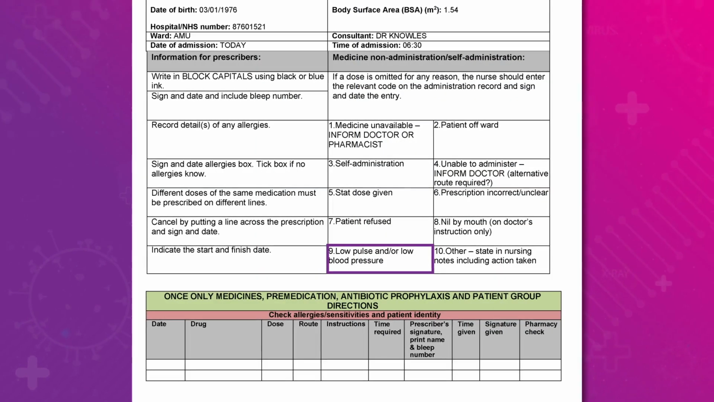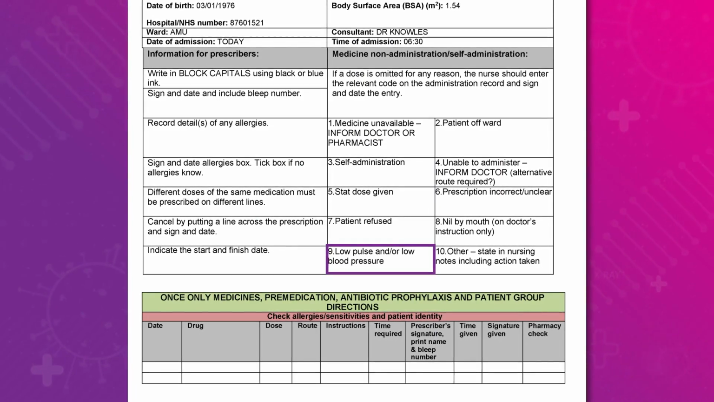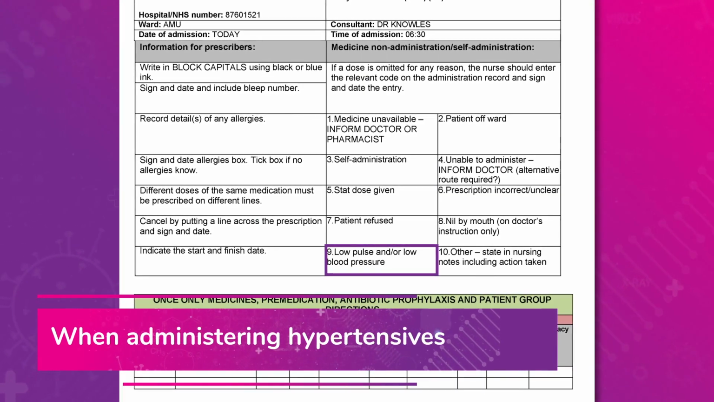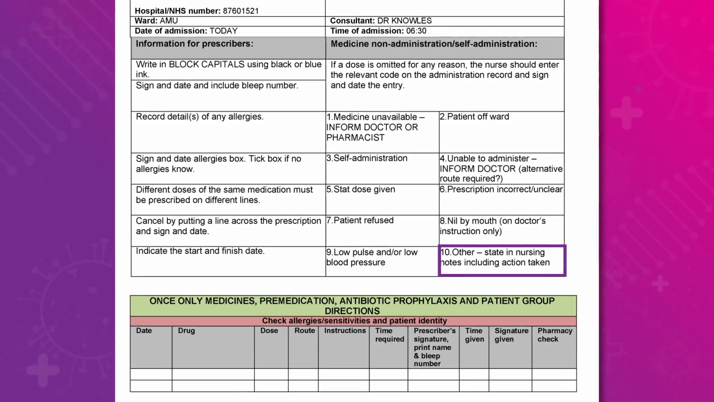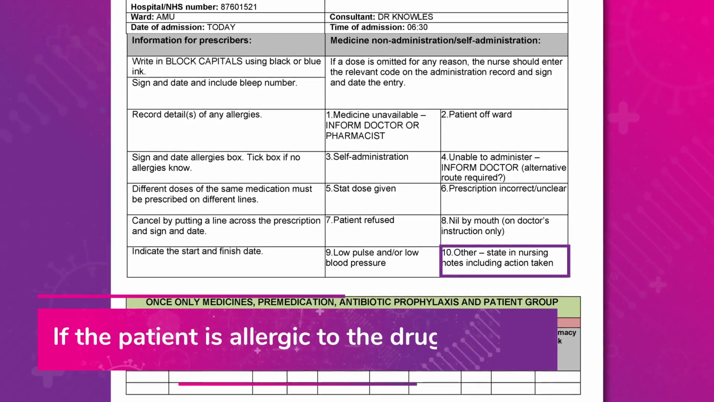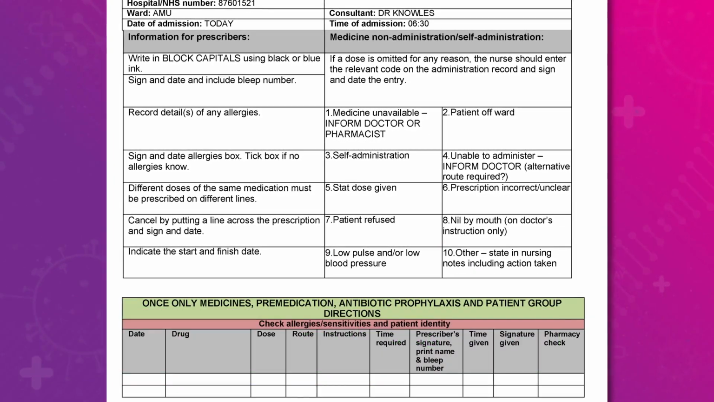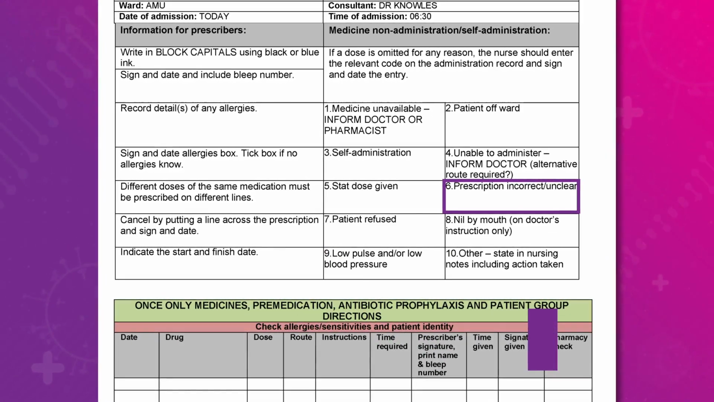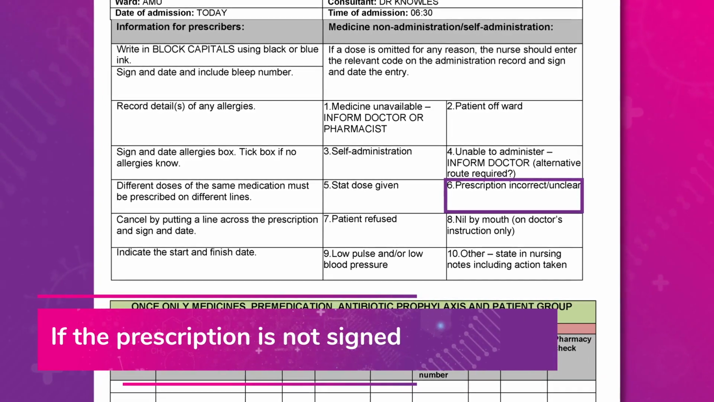The MAR form identifies the correct codes to use if you decide not to prescribe a drug. The most common reasons a drug may not be given in the OSCE and need to be coded are: Code number 9, low pulse and/or low blood pressure, for example, when administering hypertensives. Code number 10, other, for example, if the patient is allergic to the drug. And code number 6, prescription incorrect or unclear, for example, if the prescription is not signed.